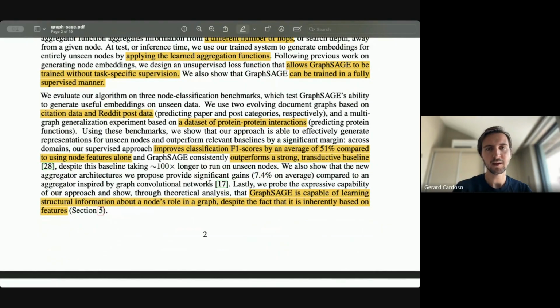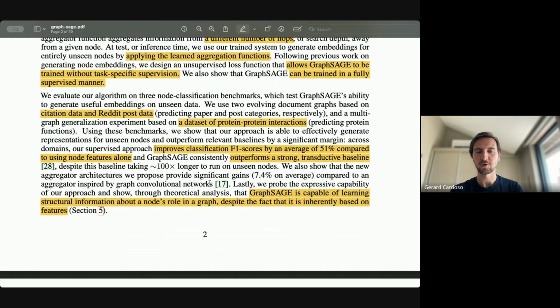So yeah, as I mentioned, they evaluate on 3 different benchmarks. They have the citation data and the Reddit post data. Both of those are classification tasks where they're trying to predict the categories of the papers and the posts. And the last one is a multi-graph data set of protein-protein interactions, which is predicting protein functions.